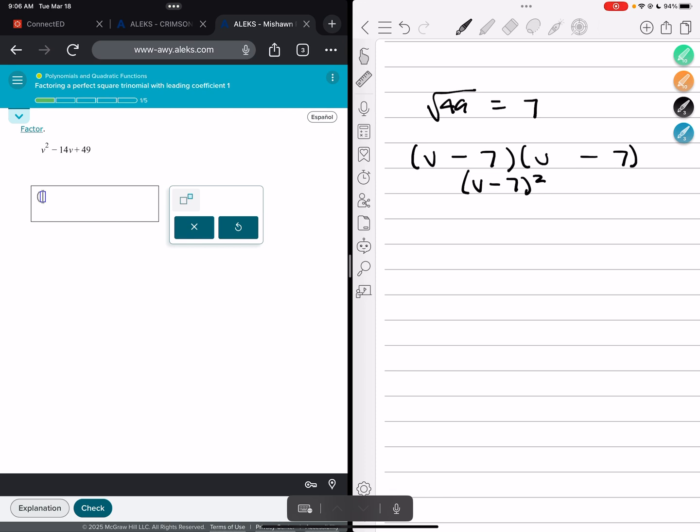So I go parenthesis v minus 7. And I hit the wrong button. There we go, which we can check.